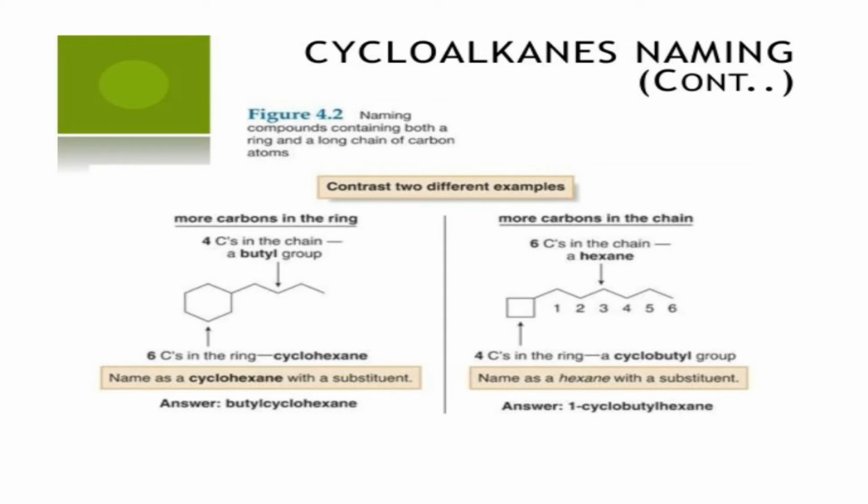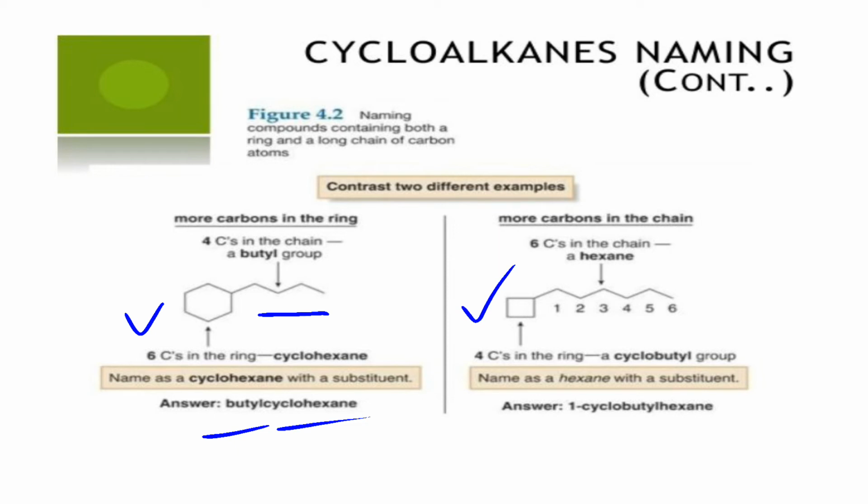There are two different examples. First, the naming of a compound containing both a ring and a long chain of carbons. This has a four carbon chain and a six carbon ring. Therefore, the parent is cyclohexane, and the IUPAC name is butyl cyclohexane. In this example, the long chain has four carbons and cyclohexane has six carbons, so the parent is cyclohexane.